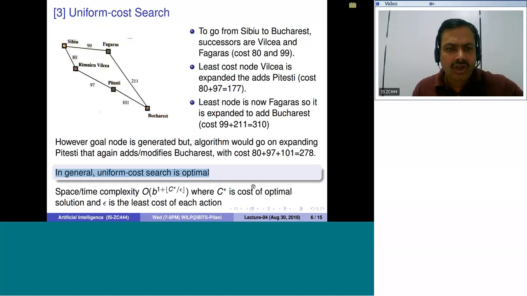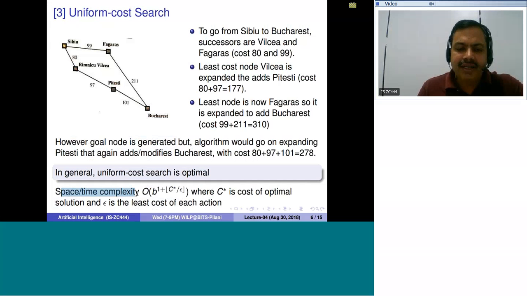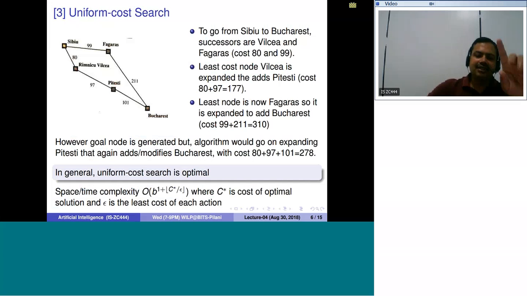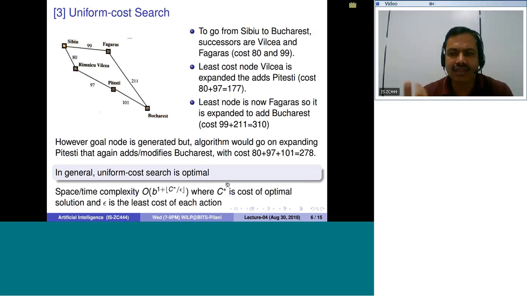All right. So how much time is this algorithm going to take? Space and time. What is the space and time complexity of this algorithm? This is represented by this weird formula. Let me tell you what it is. Let's assume C star is the cost of the optimal solution, though we don't know the optimal value. And epsilon is something that is at least the cost of each of the actions. On every action I at least have to pay this.